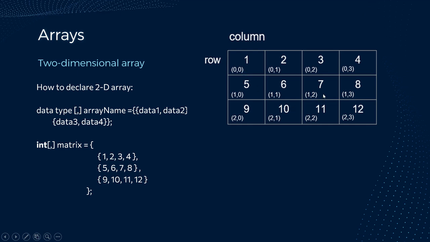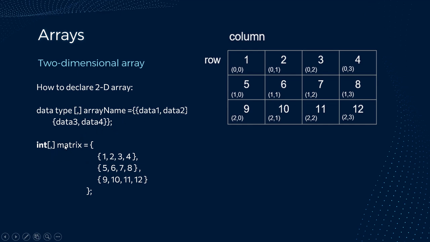This one is the first row index, and we need to provide the column index also. So let's say if I want to access any cell, for example this 7, then how can I provide it? I can provide it like the second row and with the third column. So that is the indexes 1 and 2. So here you can see the declaration part, basically how to declare a 2D array. So we have the data type, and then we have one square bracket, and in the square bracket we have one comma, and then the array name, and then we have the values.